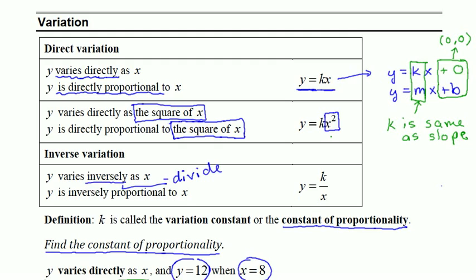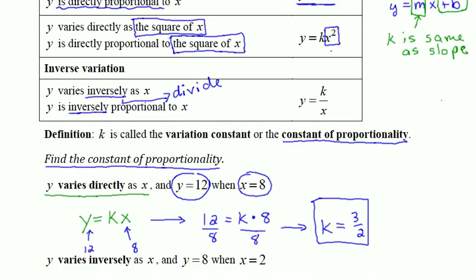K always comes first, so y equals kx for direct variation, y equals k over x for inverse variation. We divide by the variable, we never divide by k. Similarly, we could say y is inversely proportional to x. That has the same meaning.